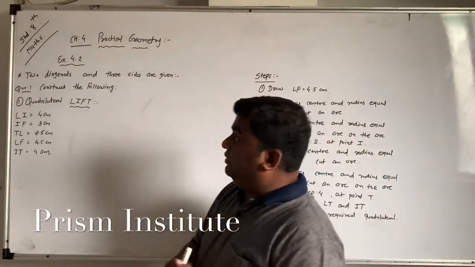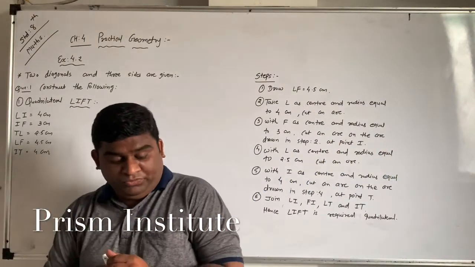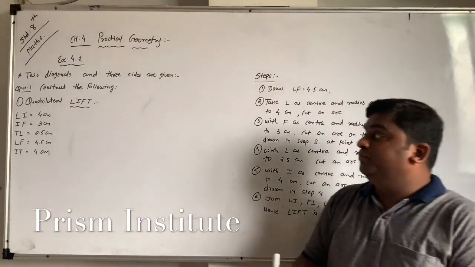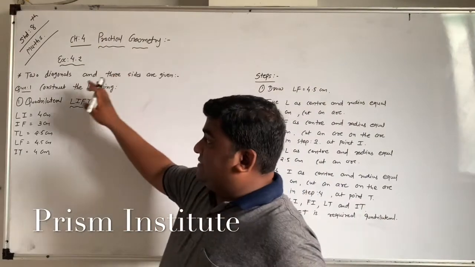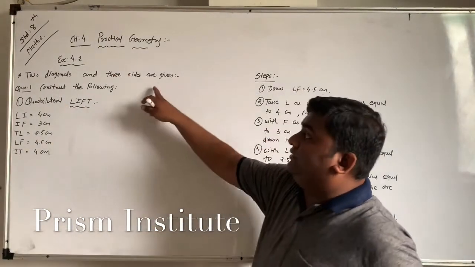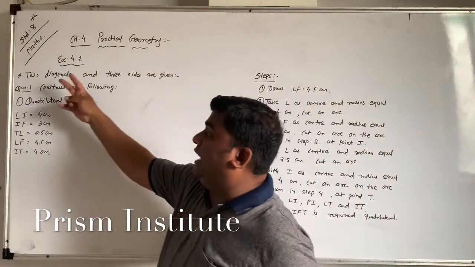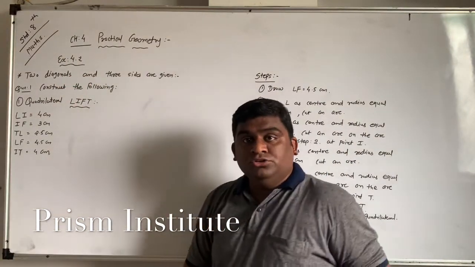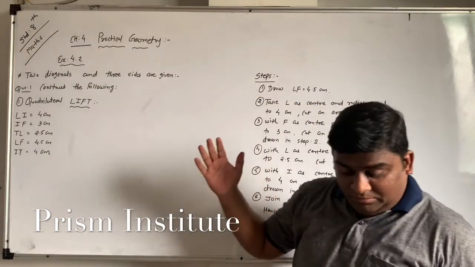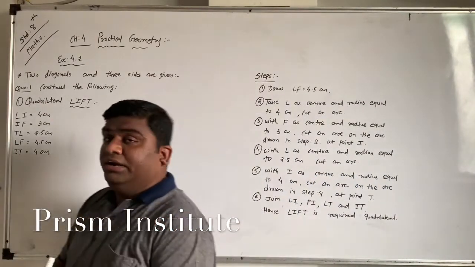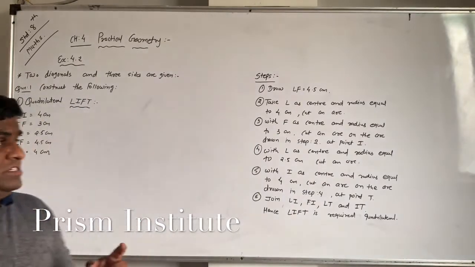Okay. Now in this exercise 4.2, on page number 62 of your textbook, there are 2 diagonals and 3 sides given. So there are also 5 elements, 2 diagonals and 3 sides. Now question number 1, construct the following. First, quadrilateral LIFT. Our procedure is the same.